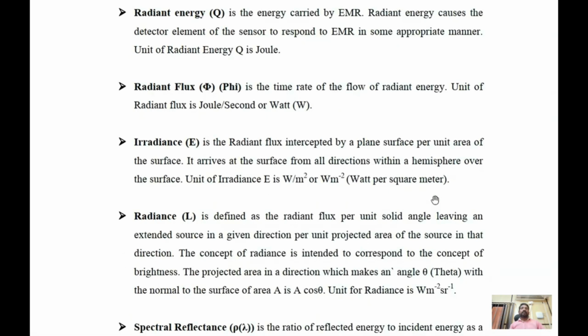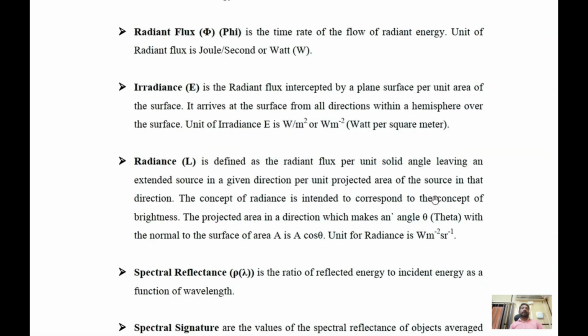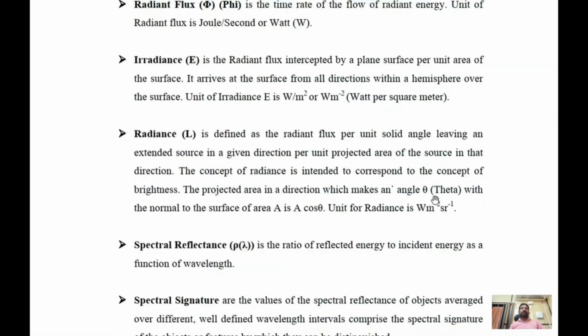Radiance is defined as the radiant flux per unit solid angle leaving an extended source in a given direction, per unit projected area of the source in that direction. The concept of radiance is intended to correspond to the concept of brightness. The projected area in a direction which makes an angle theta with the normal to the surface of area A is A cos theta. The unit of radiance is watt per square meter per steradian.